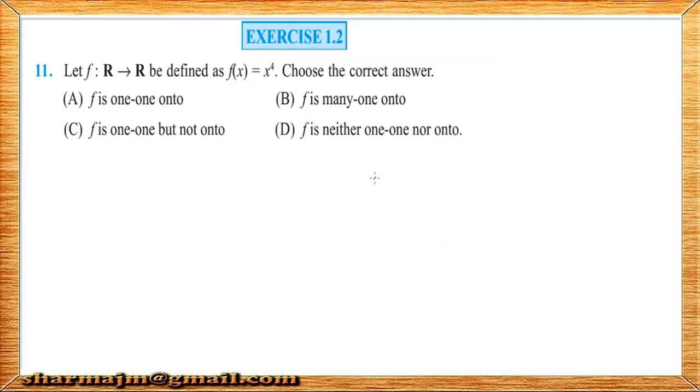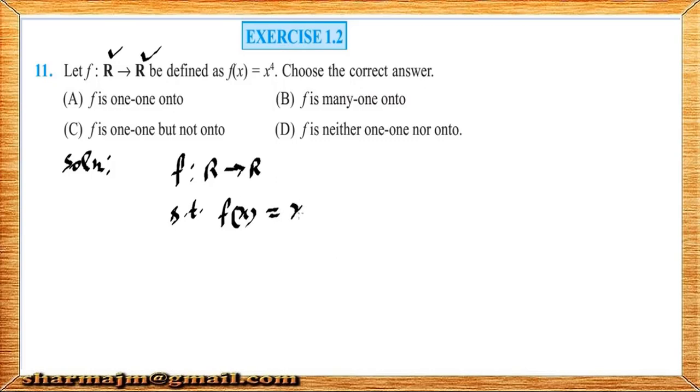Next, now question number 11, solution. Here f is a function from R to R, that is real number to real number, defined as f of x is equal to x raised to power 4. So we have to check this function for the correct answer. So you see f is a function from R to R such that f of x is equal to x raised to power 4.